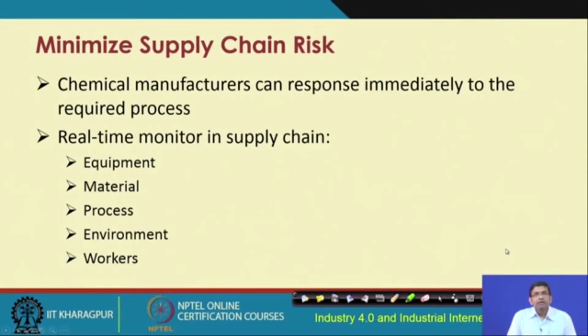Minimizing supply chain risk, chemical manufacturers can respond immediately to the required process whenever it is required, as and when it is required, based on the specific requirements that might be there. Real time monitoring in the supply chain of equipment, materials being used, raw materials, finished products, finished goods, processes, workers, environment, everything in real time, monitoring in real time of the entire supply chain and the participants in the supply chain, be it the humans, the workers, the laborers and so on, or be it the different machinery, everything is going to be possible to be monitored in real time.